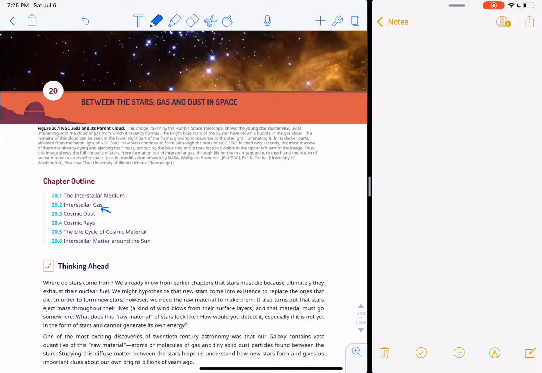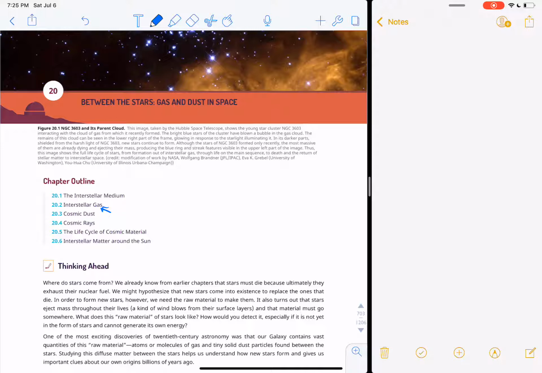Okie dokie, smoky. Chapter 20. We're going to talk about the space between the stars, which is called the interstellar medium, and all the things that go in between it. So we've got a stellar nursery here in this opening image, some baby stars forming there. We've got some gas, a nebula here. We're going to talk about all this stuff.